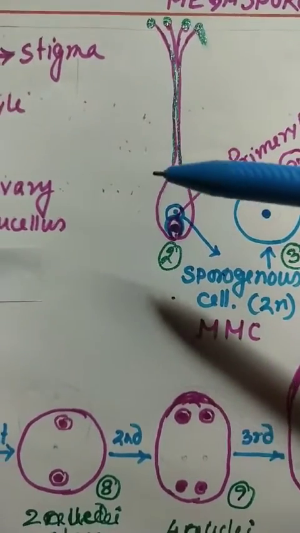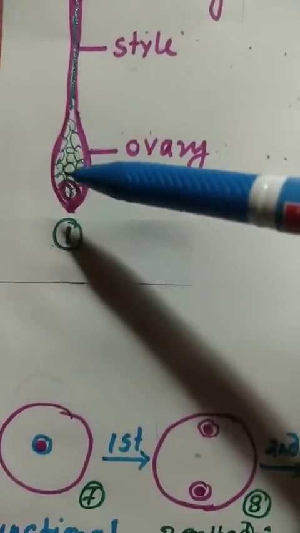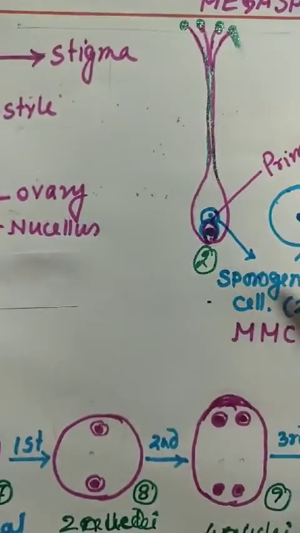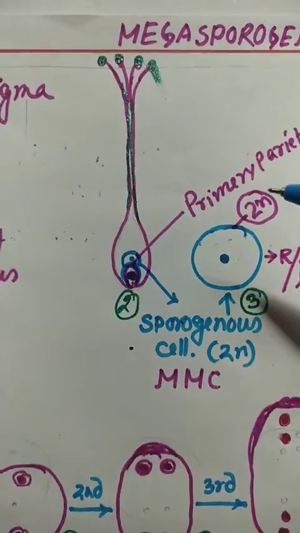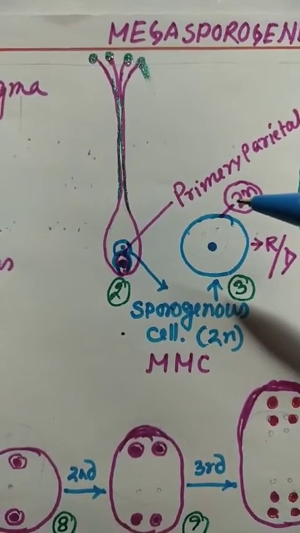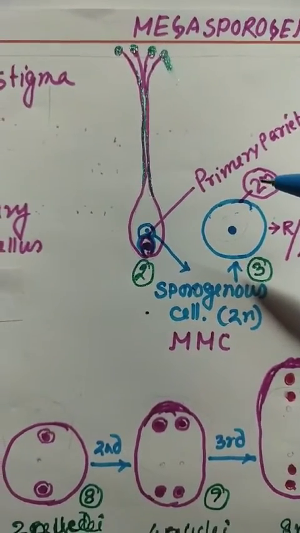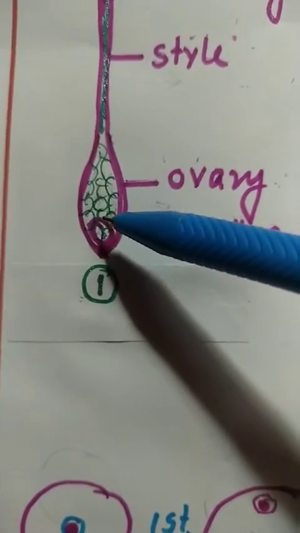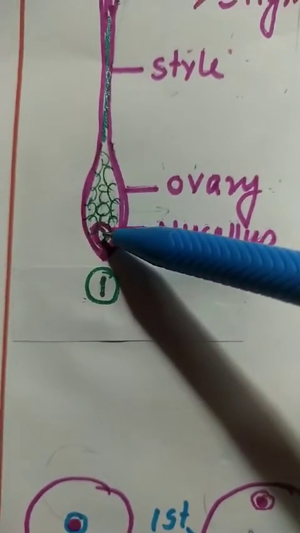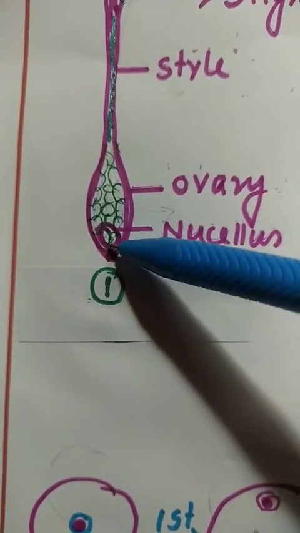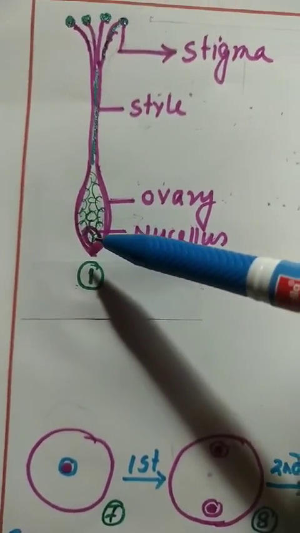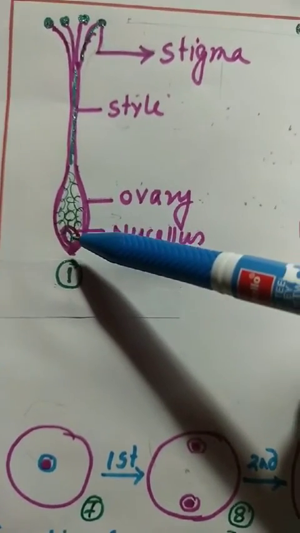In the hypodermal region of nucellus, towards the micropylar end, develops a primary archesporal cell. The nucleus of this cell becomes prominent, and this cell is more prominent than the others. This cell is known as primary archesporal cell.